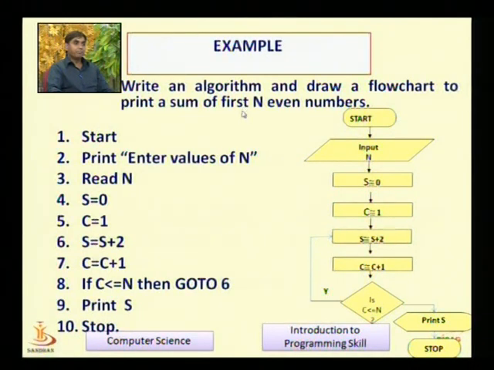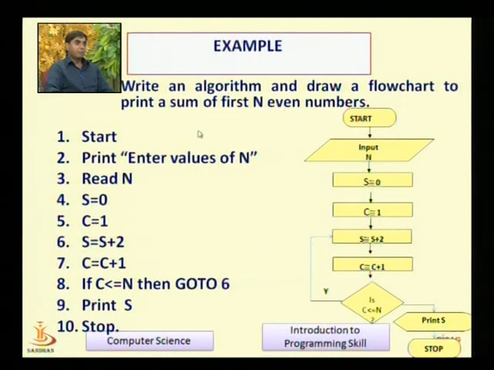Next we have the summation of odd numbers, meaning 1 plus 3 plus 5, and in this way we do the summation. Here we enter the value of n, read n, and S is 0. Here C is equal to 1 and S is equal to 0. Then S is S plus 2, and C is equal to C plus 1, and we continue in this way.